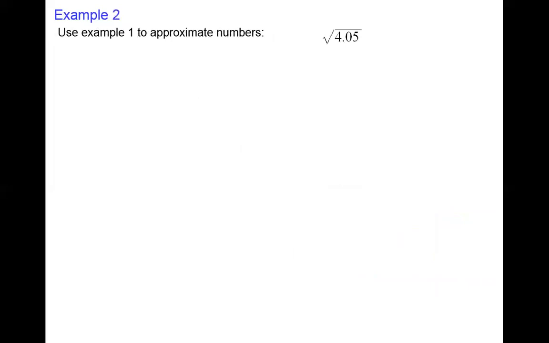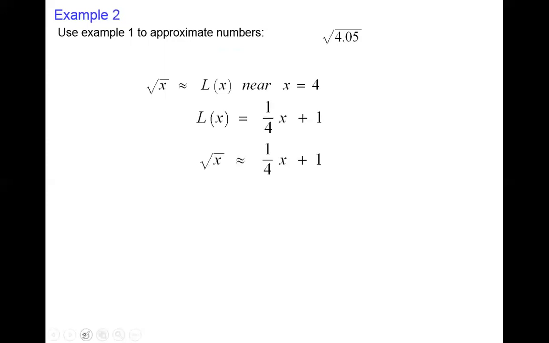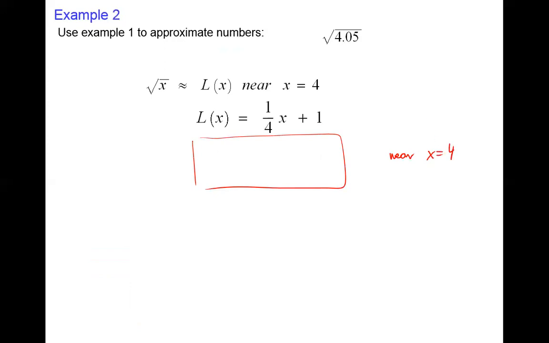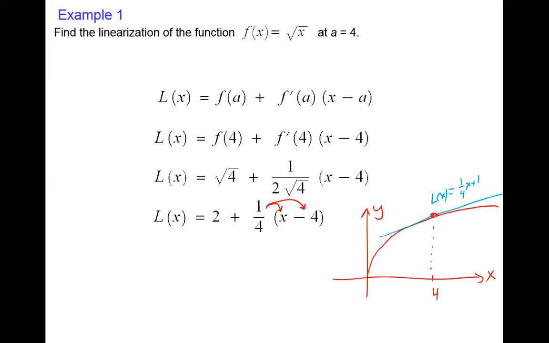So now let's use this linearization from example 1 and approximate the value of the square root of 4.05. I believe 4.05 is relatively close to 4, which means I am allowed to use the linearization at 4. The function square root of x can be approximated by the linearization close to 4, and that was the linearization. That means root x is almost the same as 1/4 x plus 1, but only for all of the x's near 4.